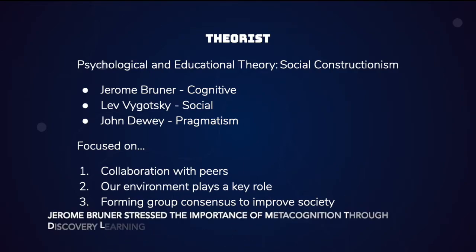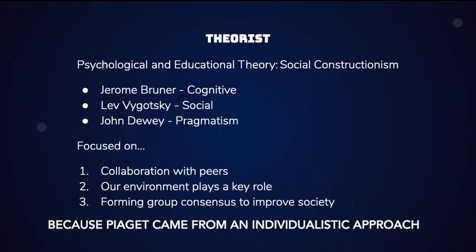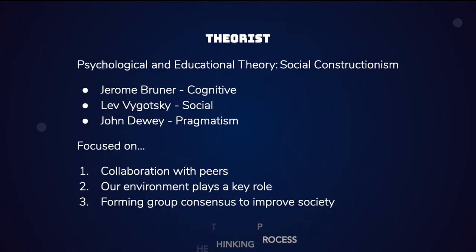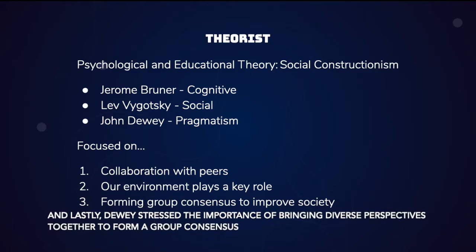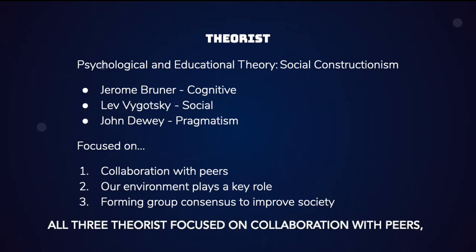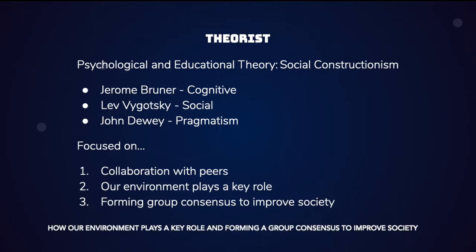Jerome Bruner stressed the importance of metacognition through discovery learning. He's different from Piaget because Piaget came from an individualistic approach. Lev Vygotsky stressed that there is an interconnectedness to language development and the thinking process. And lastly, Dewey stressed the importance of bringing diverse perspectives together to form a group consensus. All three theorists focused on collaboration with peers, how our environment plays a key role, and forming a group consensus to improve society.